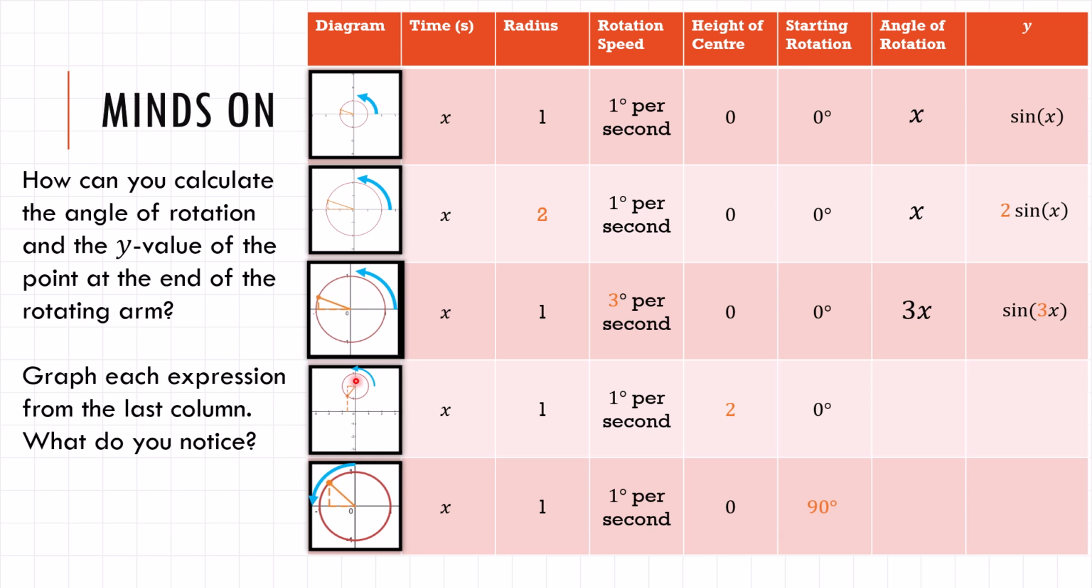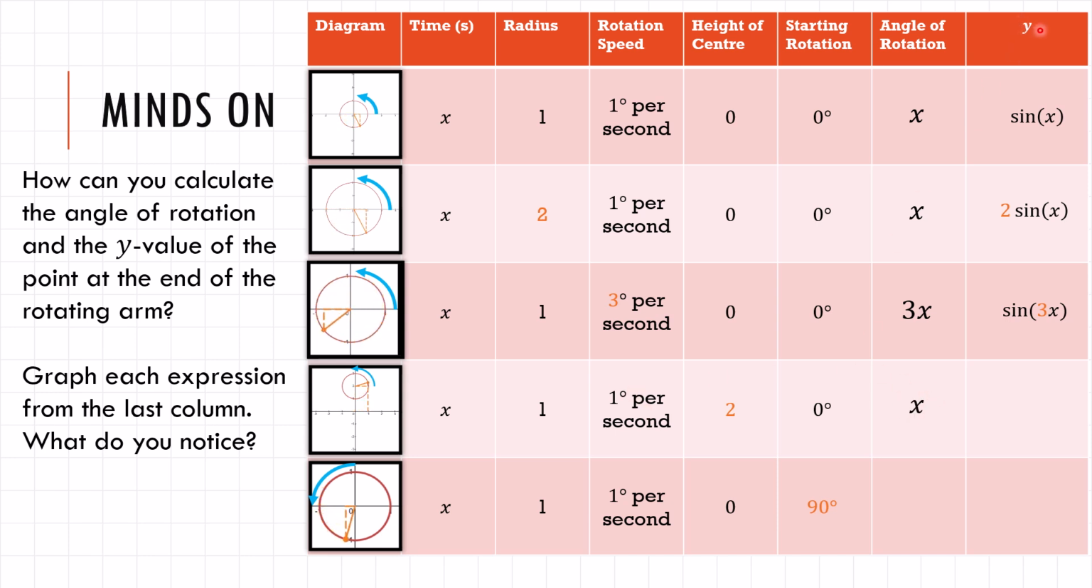What if the circle was back down to a radius of 1, back to spinning at the exact same speed as it was here, but now the center has been moved up by 2 units? The height of the center is now 2. It still starts with a rotation of 0 degrees, so it still starts right here. How do we find the angle of rotation? Well, very similar to these two rows, it still only rotates 1 degree per second, so that's still just x.